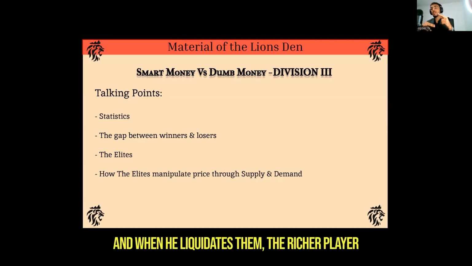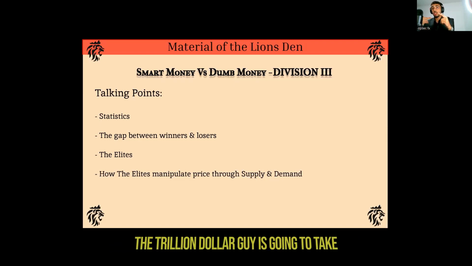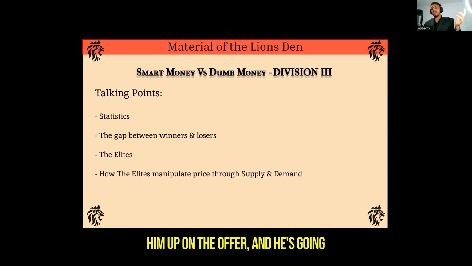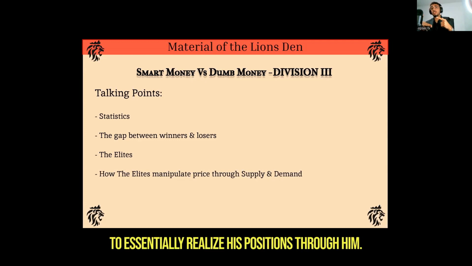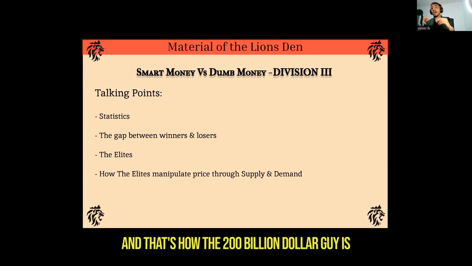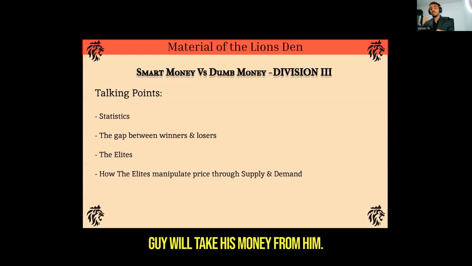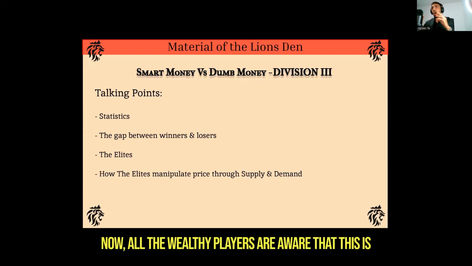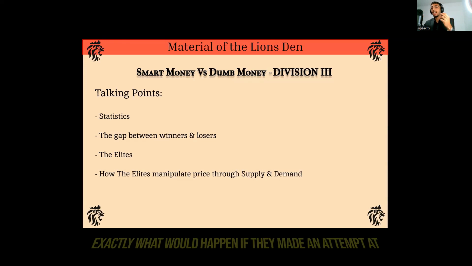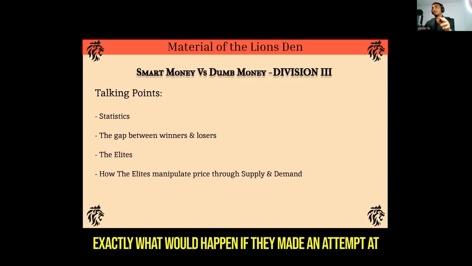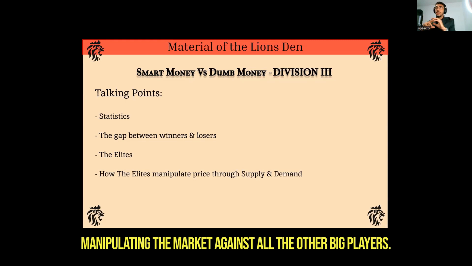And when he liquidates them, the richer player, the $1 trillion guy, is going to take him up on the offer, and he's going to essentially realize his positions through him. And that's how the $200 billion guy is going to lose his money, and the $1 trillion guy will take his money from him. Now, all the wealthy players are aware that this is exactly what would happen if they made an attempt at manipulating the market against all the other big players.